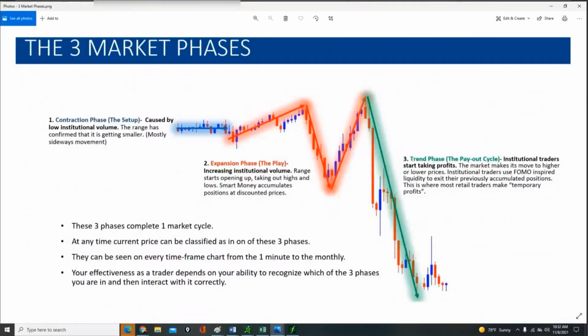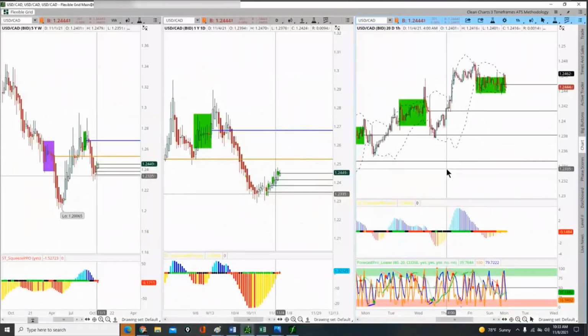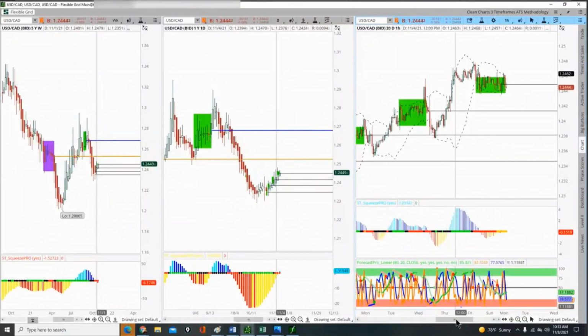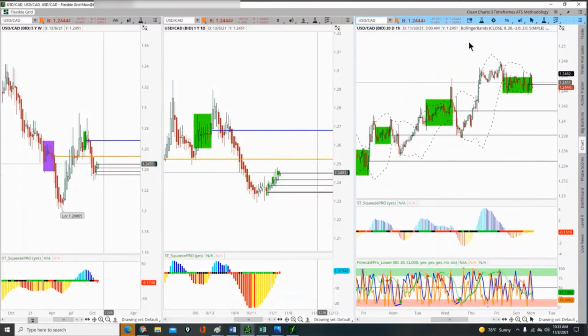Institutional traders start taking profits, right? Accumulate, just like I said, sell back. Market moves higher and lower, they take profits. Simple as that. And an easy way for me is this walking up and down the ladder. So I can look at this and I can just say, okay, cool.